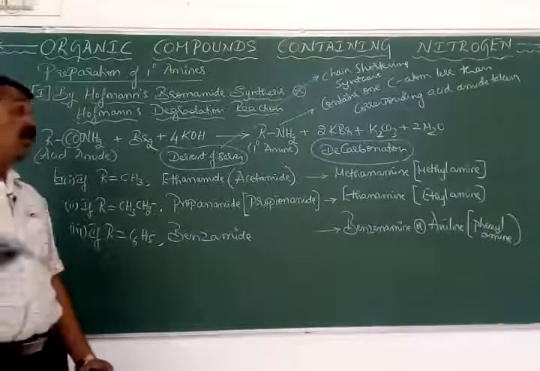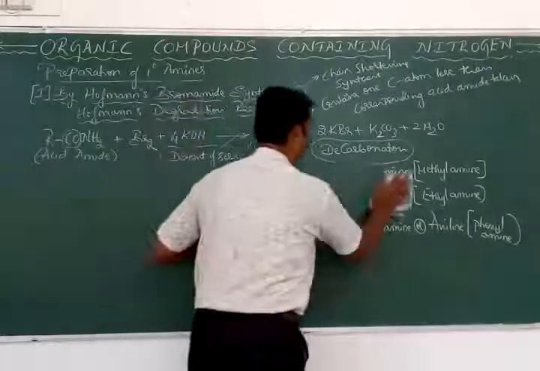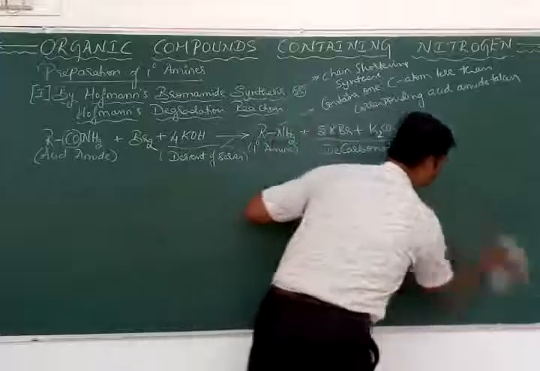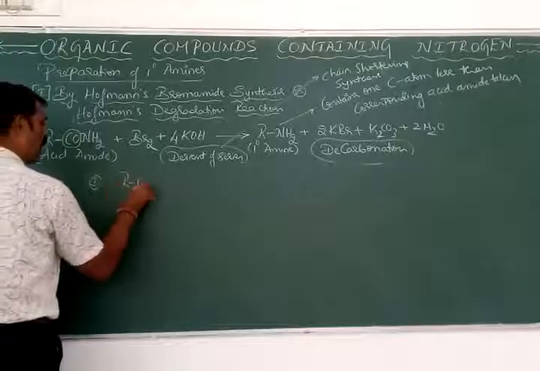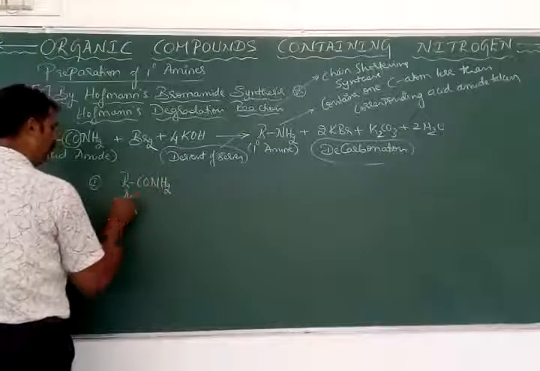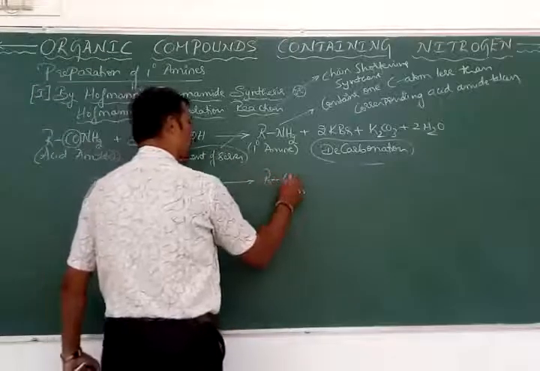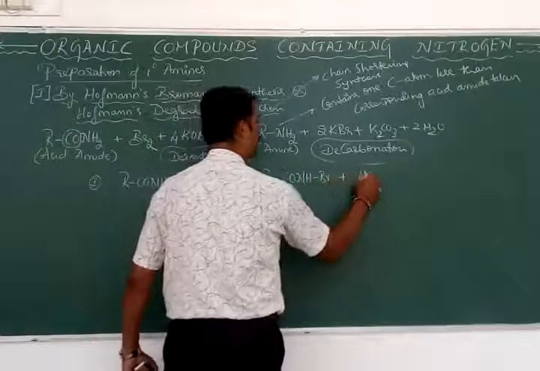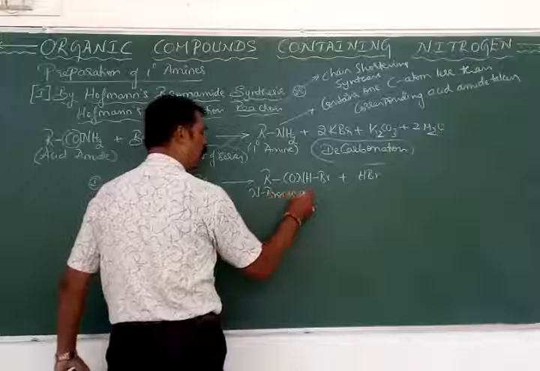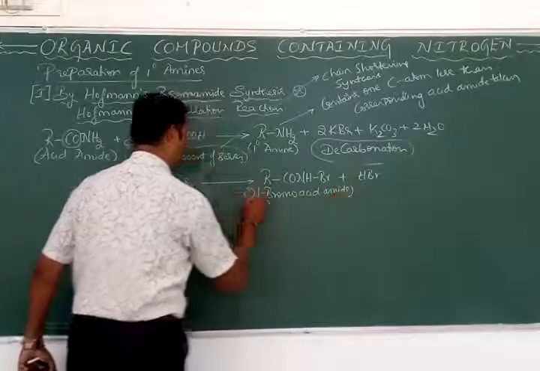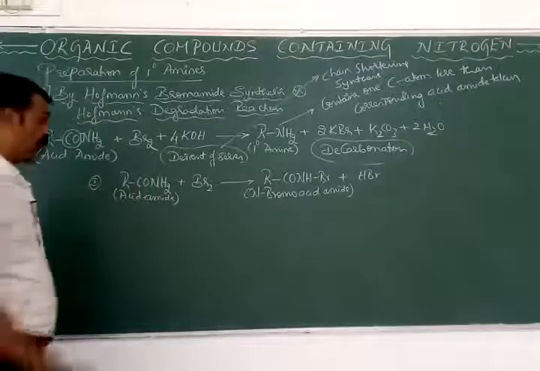So what are the intermediates present in this particular reaction? What are the intermediates that we can expect in this reaction? The first step: RCONH2, what is that called? Acid amide. It is first made to react with bromine, and it forms RCONHBr plus HBr, meaning the H with Br is removed in the form of HBr. Therefore, this is called N-bromo acid amide. Acid amide is first converted to N-bromo acid amide.